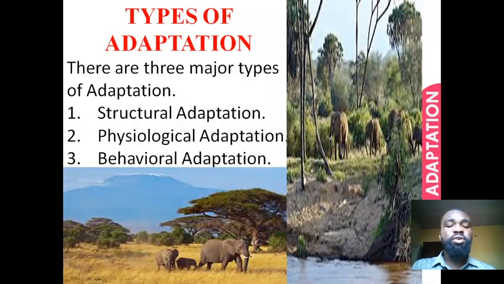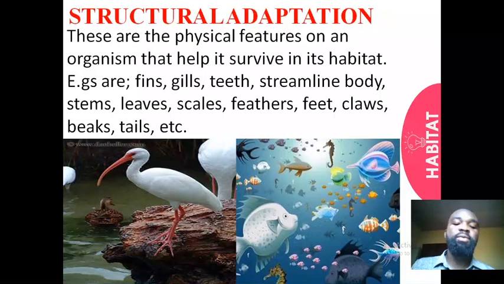Now, types of adaptation. There are three major types of adaptation: structural, physiological, and behavioral. What did I say? Structural, physiological, and what? Behavioral adaptation. Don't forget it. Three major types for your level. Now let's look at them one by one.